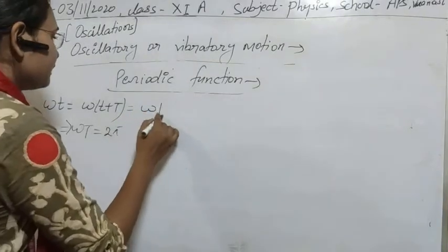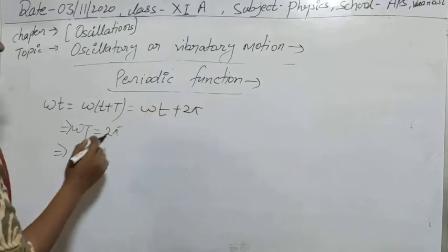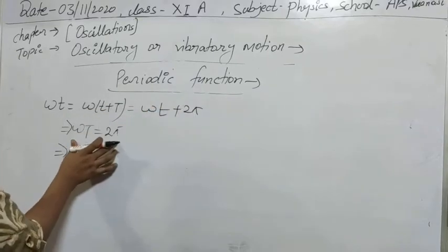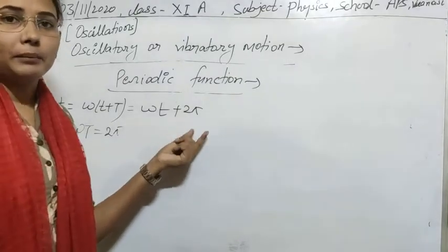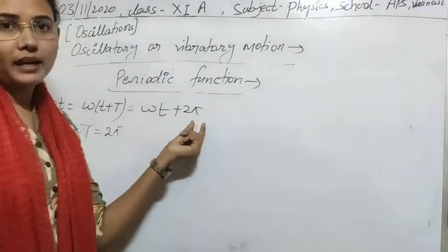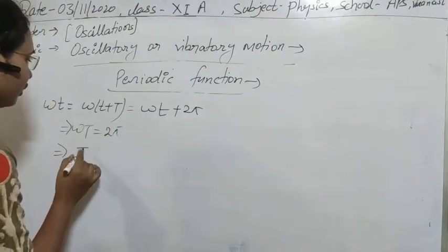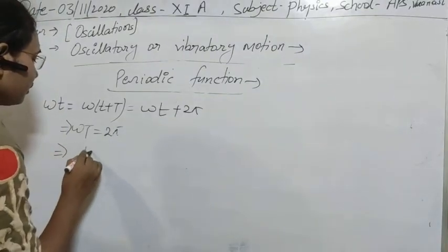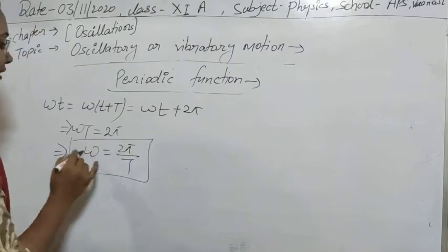So the period is 2π, then in place of T we can write ωt plus 2π, because the periodic function has the period of oscillation equal to 2π, as I have told you before. So what will be the value of angular frequency? That is 2π by T. So this can be represented in this way.